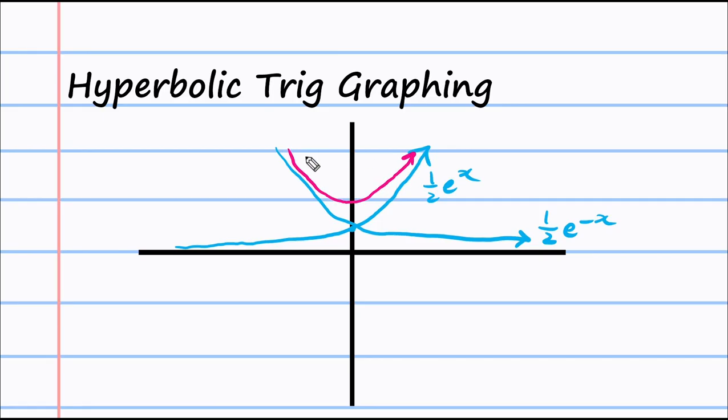It's like a parabola, and it has sort of two asymptotes, as you can imagine. As you go closer and closer to negative infinity, cosh x approaches half of e to the negative x. And as you get closer and closer to positive infinity, cosh x approaches half of e to the x. So that's what cosh x looks like.